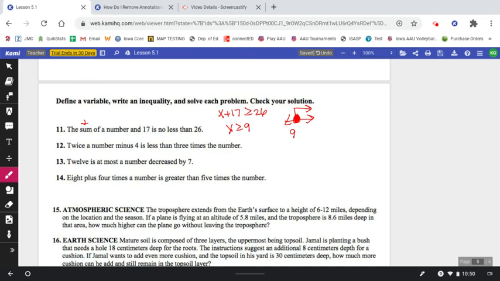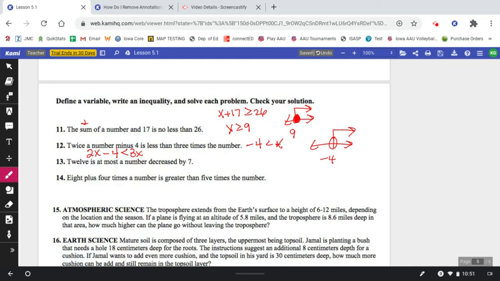Twice a number, which we know twice a number is 2x, minus 4 is less than 3 times the number, so 3x. Combine like terms on this one. I'm going to subtract 2x from both sides. So that gives me negative 4 is less than x, 1x. And so this time it's an open circle on negative 4. And it says negative 4 is less than all the answers. Negative 4 is the smallest of all of the answers. And so I point to the right.